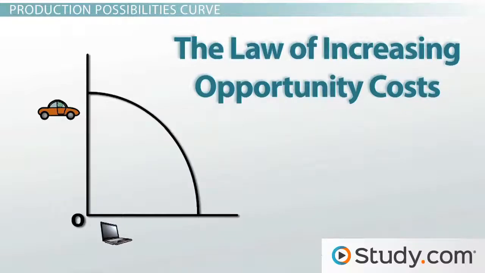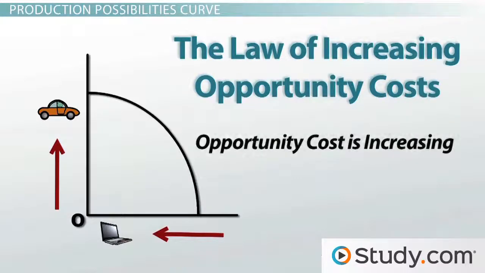Because expanding your equipment so you can make more cars instead of computers becomes more and more difficult and expensive as you continue to do it. The result is that they give up more and more computers each time they add additional cars, which means opportunity cost is increasing. As you move from one side of the curve towards the other, this dynamic of increasing opportunity costs or diminishing returns continues to happen.